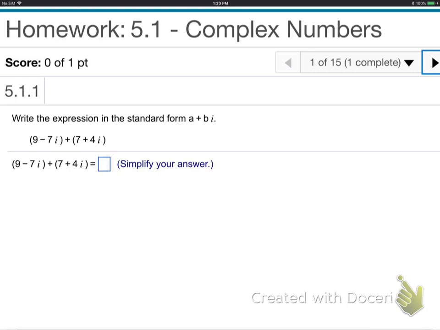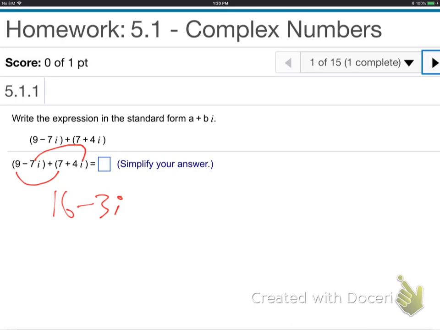How do you add complex numbers? What would you do if you had to make it up? How would you add two complex numbers? Add and subtract like terms. Like terms, exactly. It's just totally natural. So I'll just go 9 plus 7, 16. And then minus 7i plus 4i minus 3i. Done. Just real with real, imaginary with imaginary.